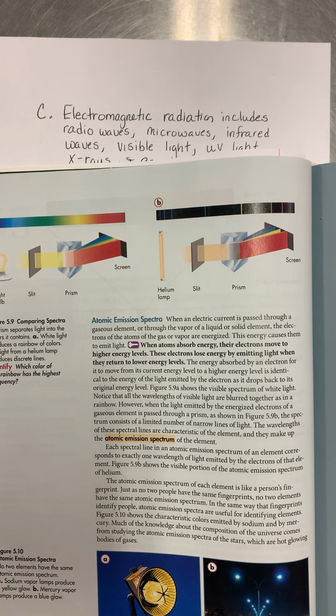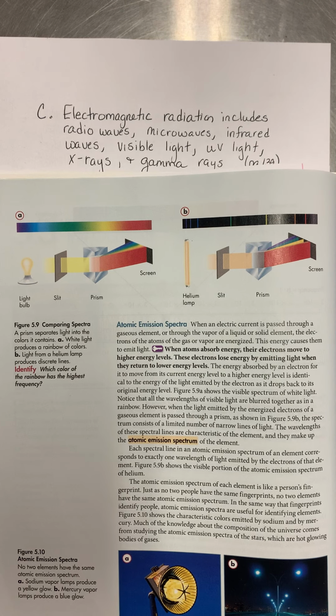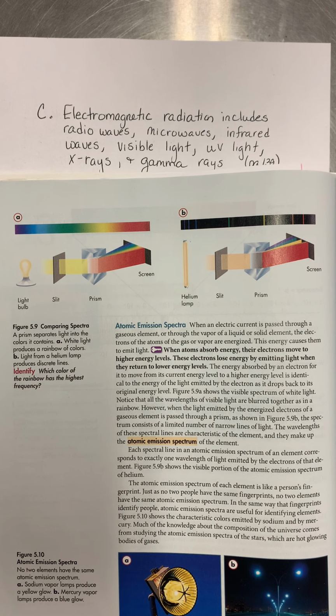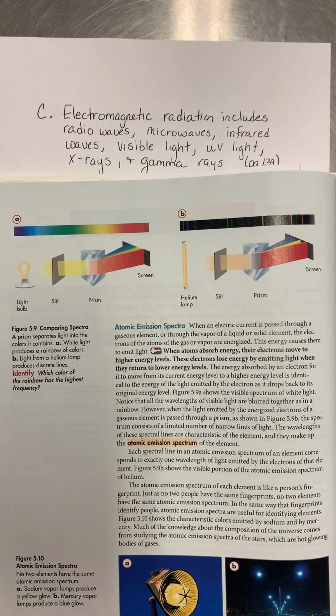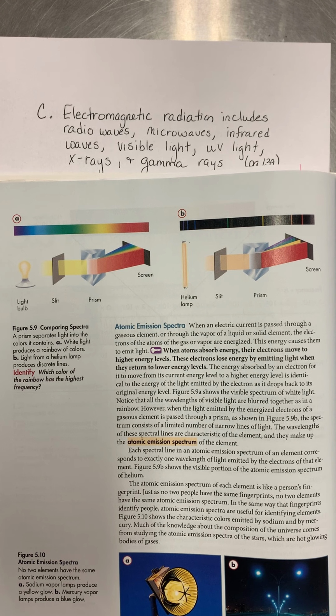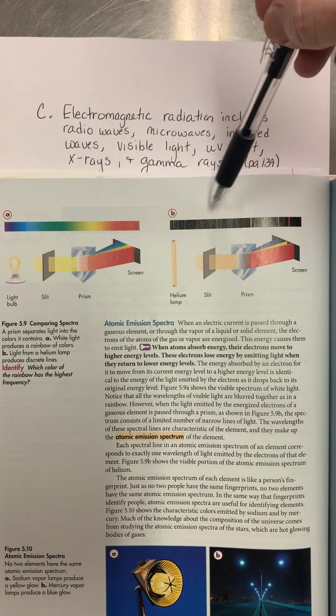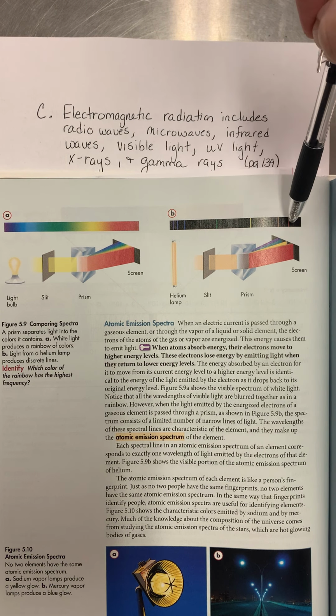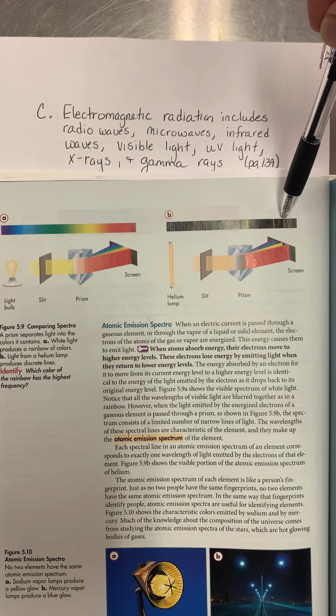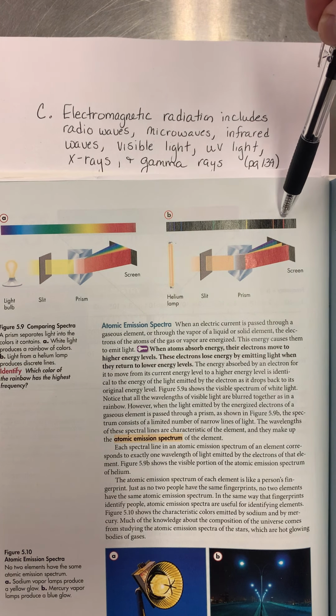On the left-hand side, you just have a regular light bulb. When you take that light and shine it through a prism, it's going to break up into a continuous band of colors. But when you take a helium lamp and shine that light through a prism, it's going to break up into discrete color bands, which we also looked at yesterday in the notes. Each of these colors would have a specific frequency, and then we can use that frequency to calculate the amount of energy associated with that light.